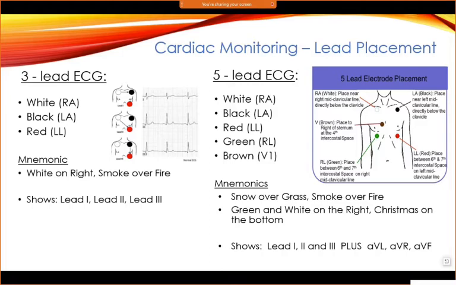And this is the same for telemetry boxes or a continuous monitor, whether you're in the ED, in the ICU, or on the tele floor. If you're putting leads on a patient, it's the same placement for any kind of EKG reading.